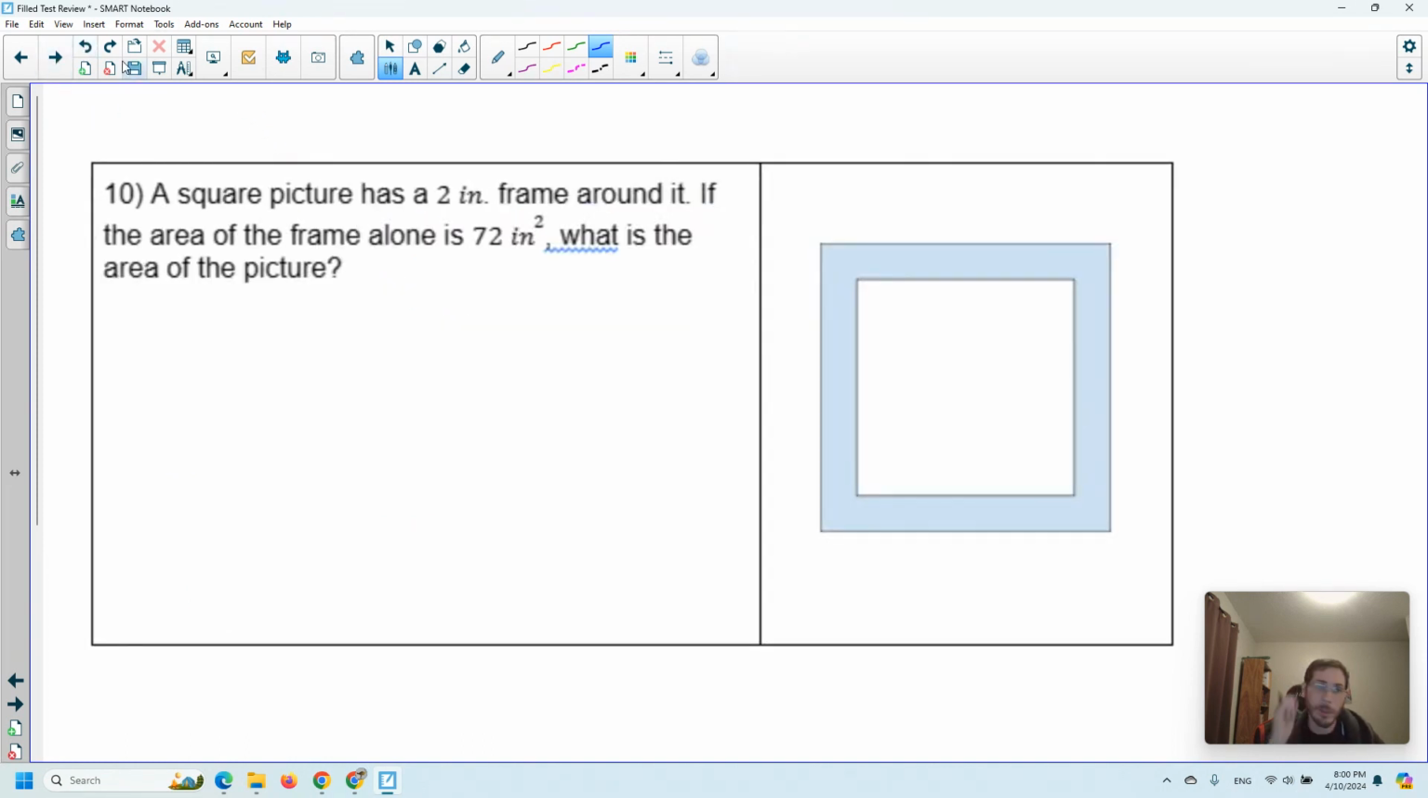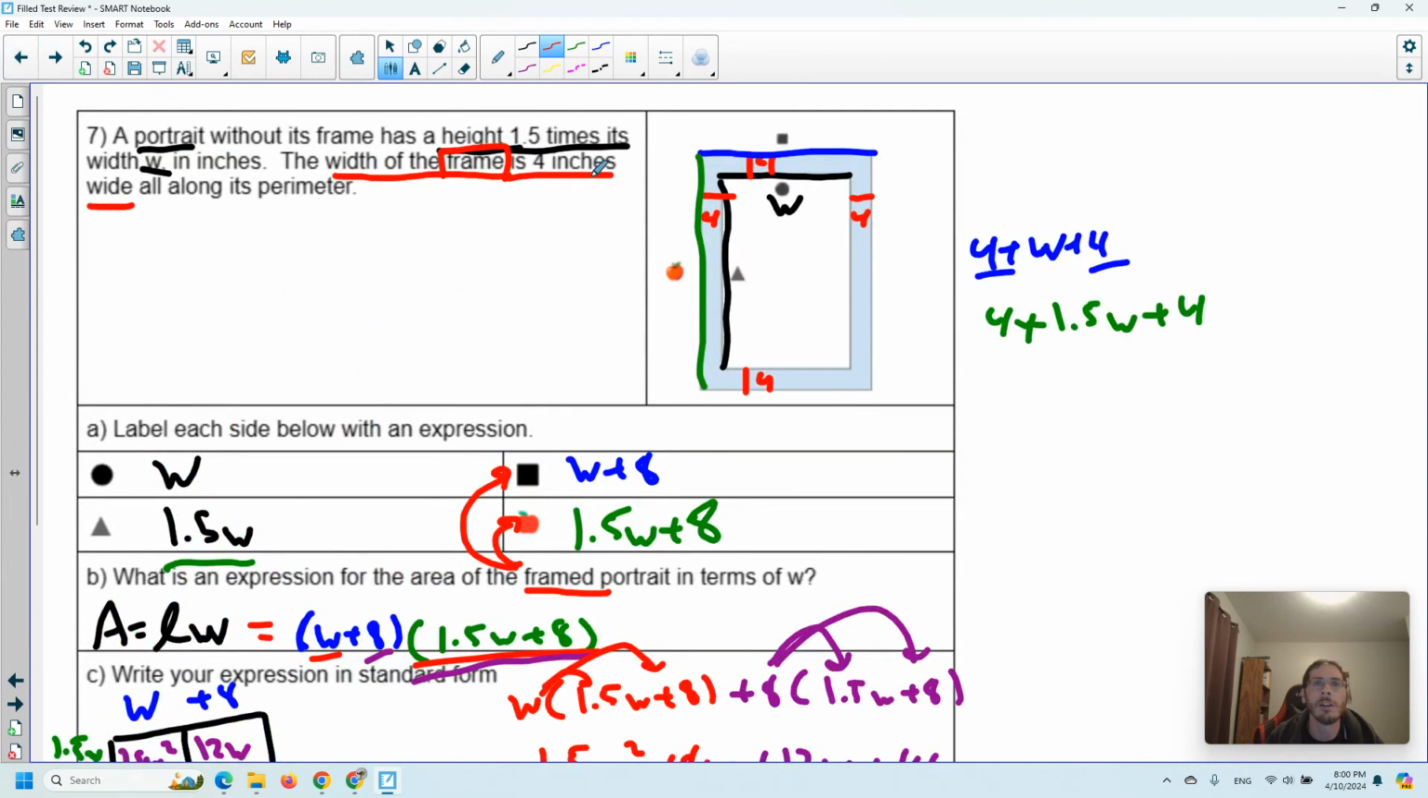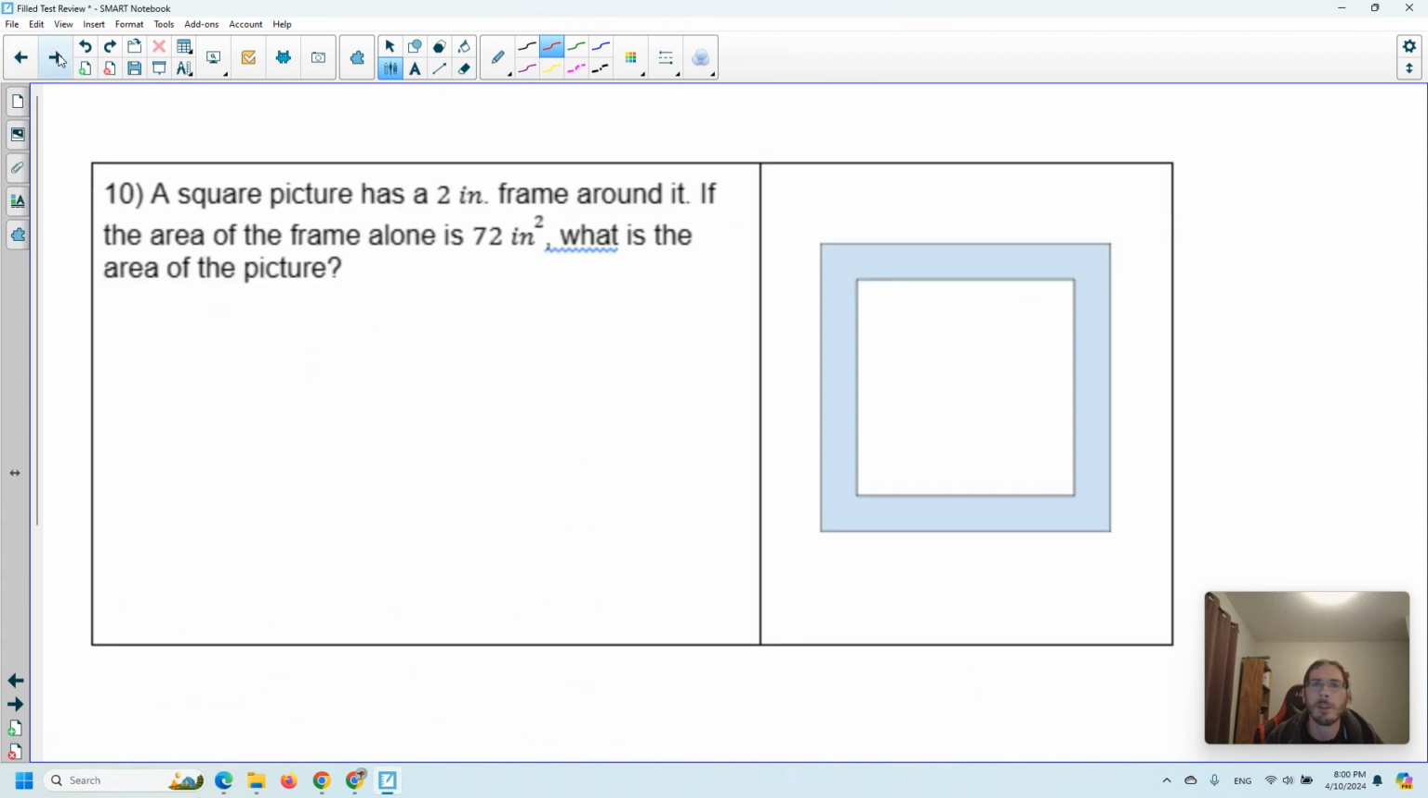All right, for number 10, we got another word problem here. So the square picture has a 2-inch frame around it. So kind of like the last one, we can see we've got a 2-inch frame. Last time we had a 4-inch frame, so we made all of these 4. This time we have a 2-inch frame, so we're going to make all of these 2. So we took care of our 2-inch frame.